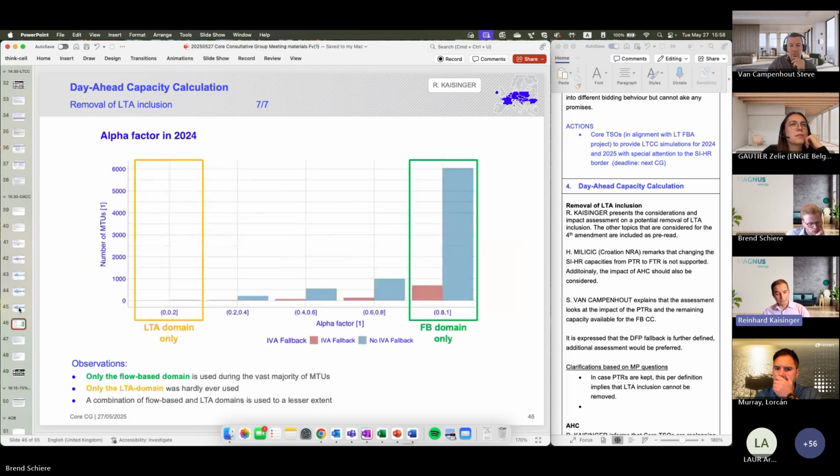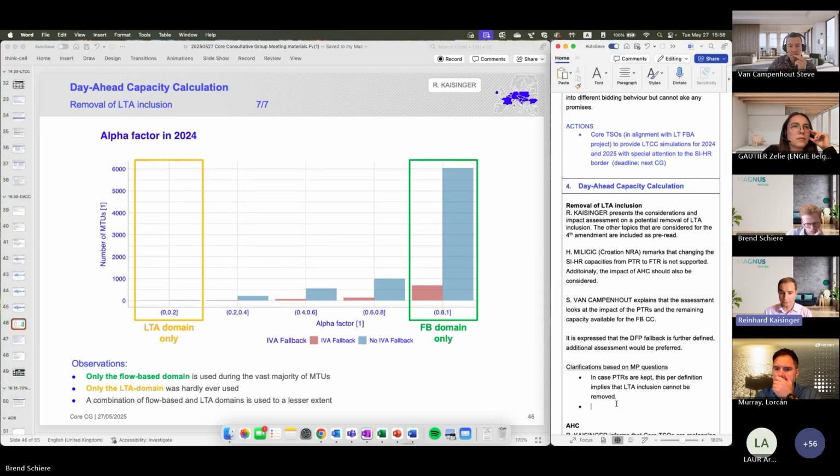If we then move on to the next slide, and I believe from market participant side, there was a similar analysis provided in the questions shared up front. The distribution of the alpha factor, and as a reminder, the alpha factor is 0 when the LTA domain alone is used, and is 1 when only the flow-based domain is used. And then we have shades in between, which we here grouped in 20% or 0.2 steps.